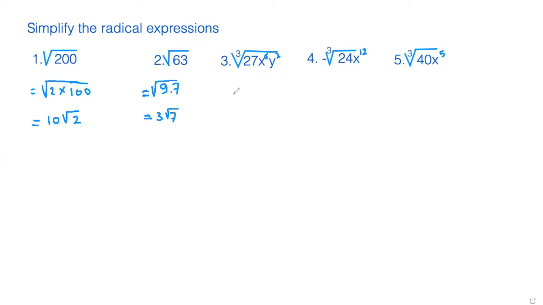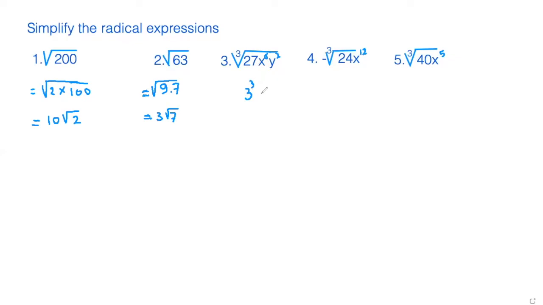Number 3 has a cube root: cube root of 27 x to the power 6 y to the power 2. Now we have to think of a number that we can multiply 3 times by itself to get 27. The number is 3. 3 times 3 times 3 is 27. So we can write 27 as 3 to the power of 3.